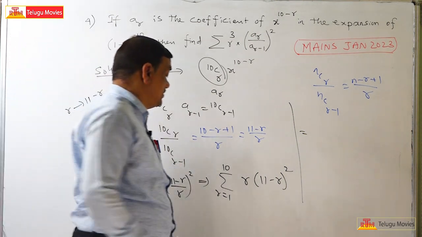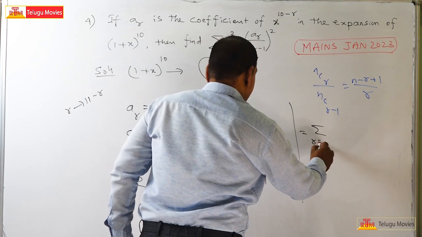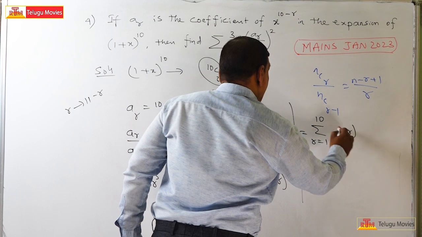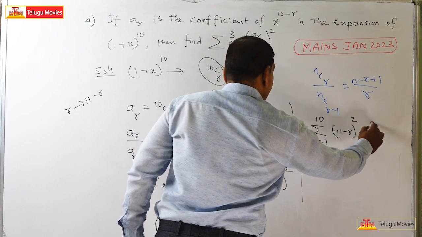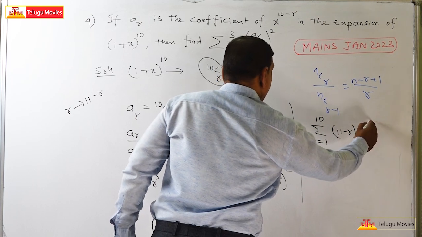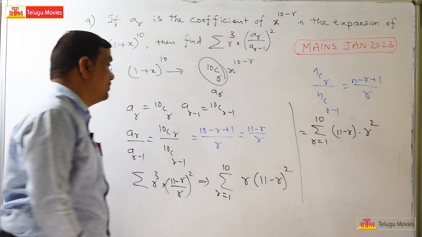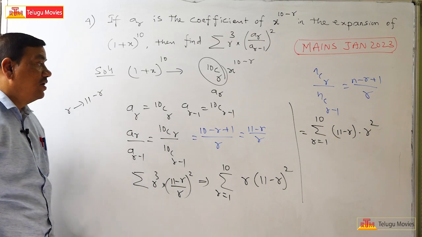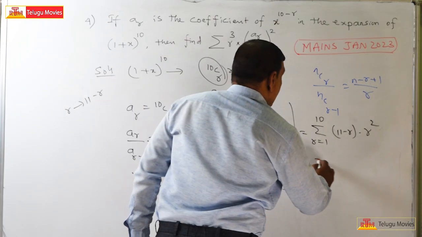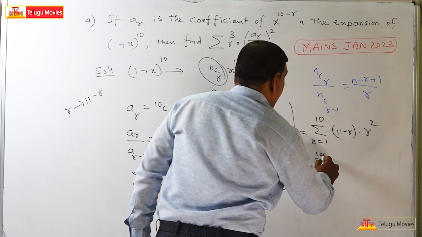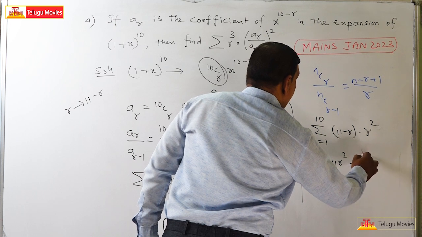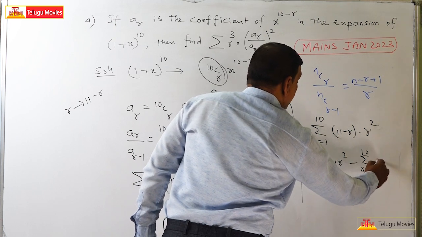Then what will happen? This is equal to sigma r runs from 1 to 10 of (11 minus r) whole square into r square, that is (11 minus r) into r square. Both values will give the same. So, this is equal to sigma r runs from 1 to 10 of 11 r square minus r cube.